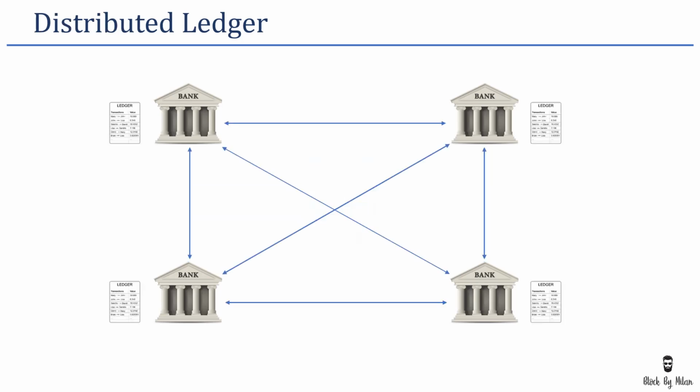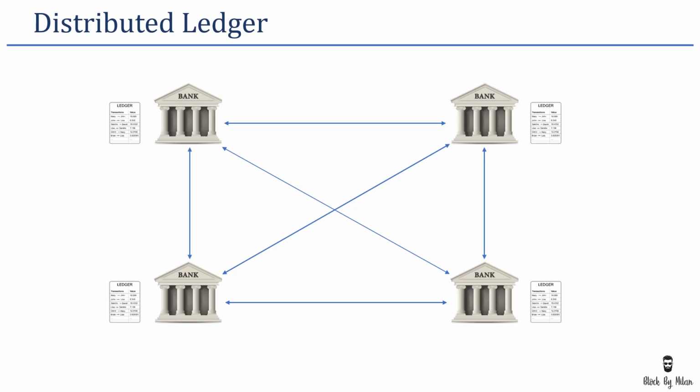So let's move to the distributed ledger, which is shown here. Each and every bank is connected to each and every other one, and they maintain their own ledgers. They update their own ledgers, and those updates are also applied to the others' ledgers.